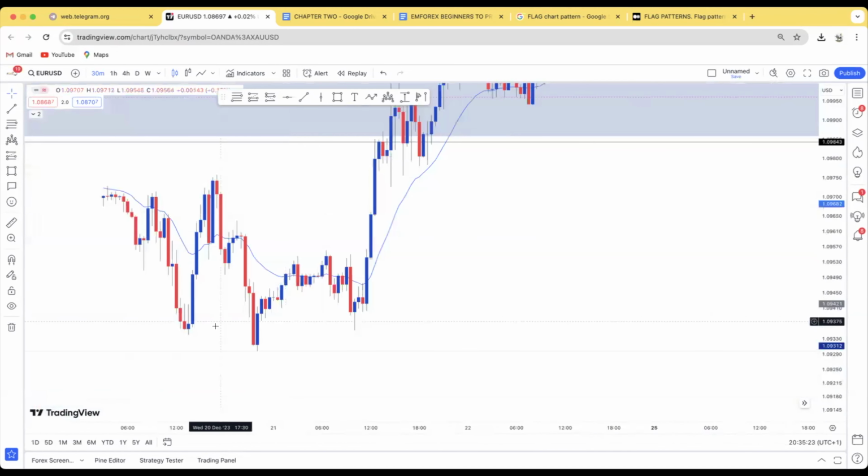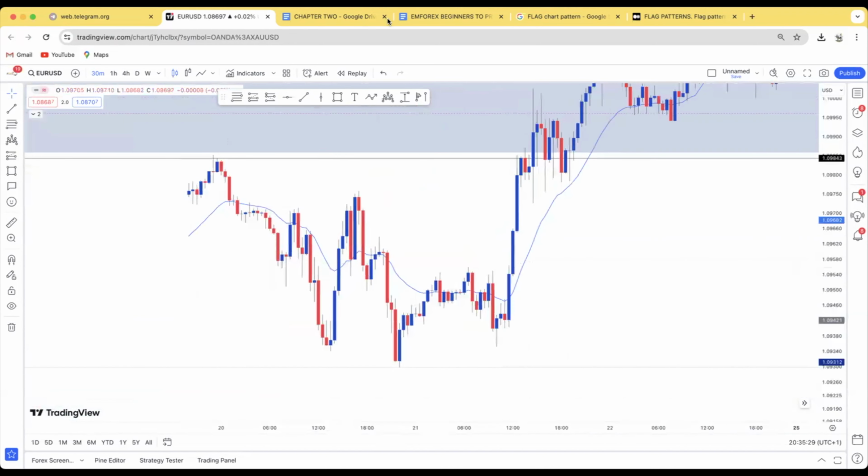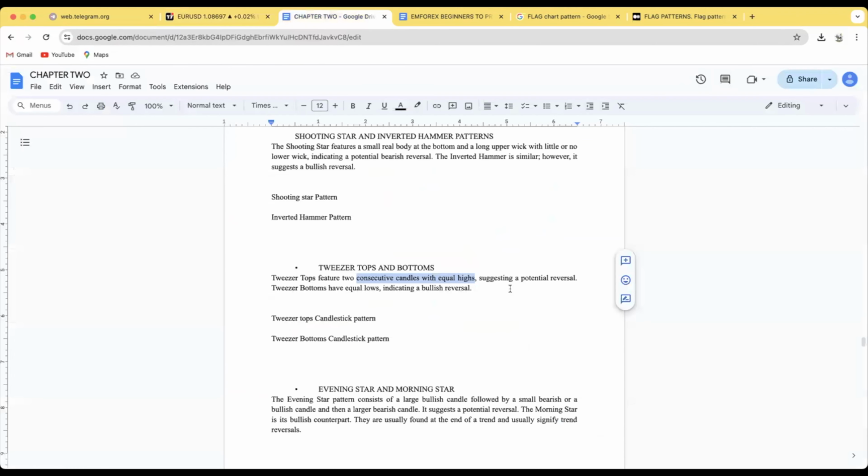So these are ways you identify patterns. You need to understand the psychology behind the pattern.